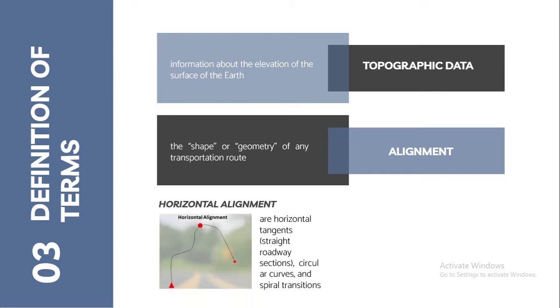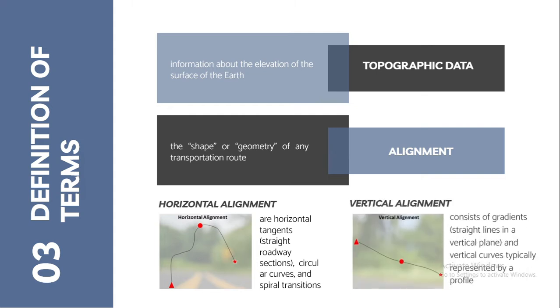Horizontal alignment. Horizontal alignment of the road comprises horizontal tangents or straight roadway sections, circular curves, and spiral transitions, which depict the proposed roadway's placement in relation to the terrain and land conditions around it. Next, vertical alignment. Vertical alignment of the road, also called the grade line, consists of gradients or straight lines in a vertical plane and vertical curves typically represented by a profile, which is a graph with elevation as the vertical axis and horizontal distance along the road's center line as the horizontal axis.